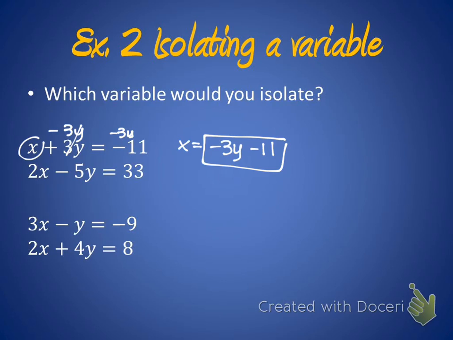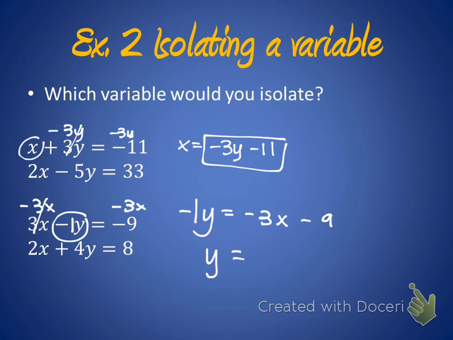Okay? Now, let's look at the next equation. Which one of these variables do you think might be the easiest? The negative y. Now, technically, what number is in front of that y? Negative 1. So I will need to subtract 3x, but then once I subtract 3x, I'm not done. Because what's the number that's still in front of y? Negative 1. So then I need to divide everything by negative 1, which really all that means is I change my sign, so positive 3x plus 9.